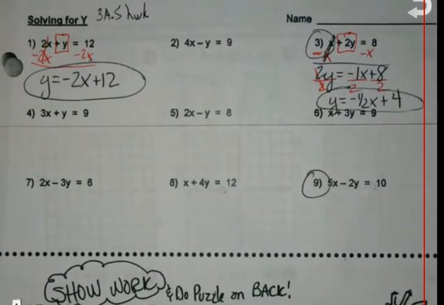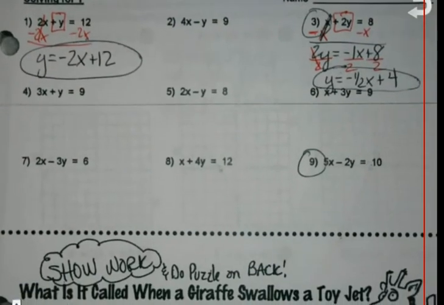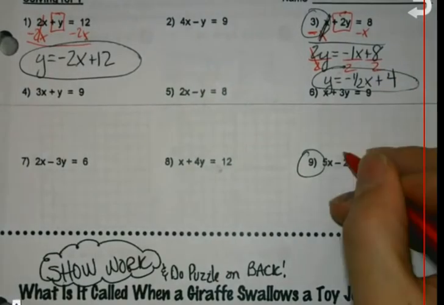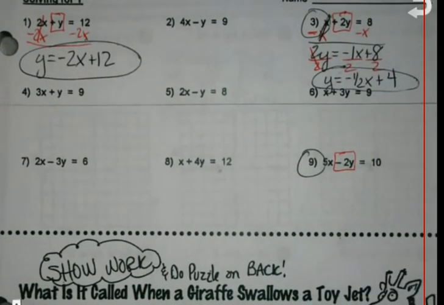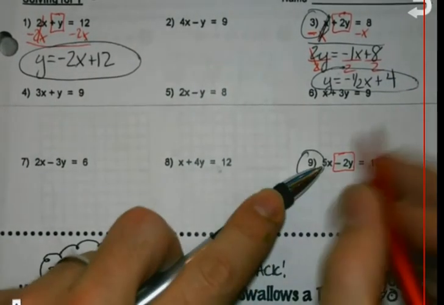One last one here, number 9, unless somebody finds one they want me to play with. Ooh, I see. I want to play number 9 at the bottom, too. So number 9 up here at the top, just keep telling yourself, all for y, must get y alone.